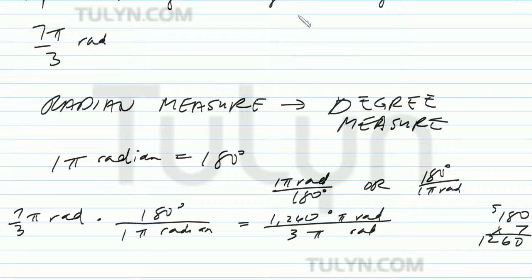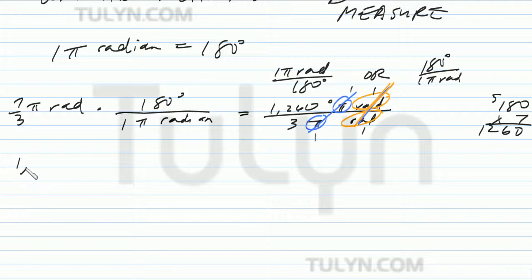Anything similar in your denominator and your numerator, pi and radian, cancels out. You're left with 1 on the top and the bottom, so 1 over 1. And then all you're left with is 1260 degrees divided by 3. So let's find out what that is.